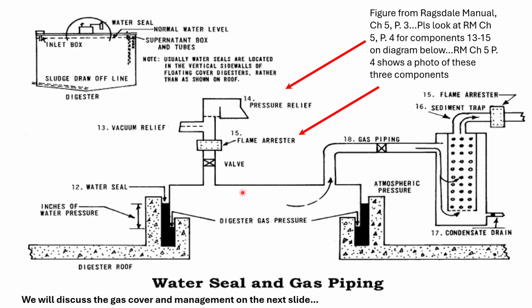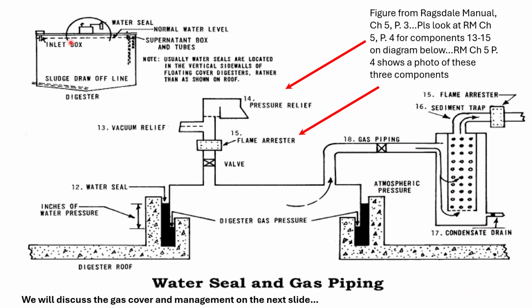And right here up on top, components 13, 14, and 15, there's a photo in the Ragsdale manual, and it shows you in a photo what the pressure relief valve is, the vacuum relief, and the flame arrestor are. Okay, take a look at that, and it's got a boxed identification in the manual as well. And as I told you, what's going to happen with Ragsdale's manual is if he puts something in a box, odds are it's going to show up on your exam. So take a look at that, okay?